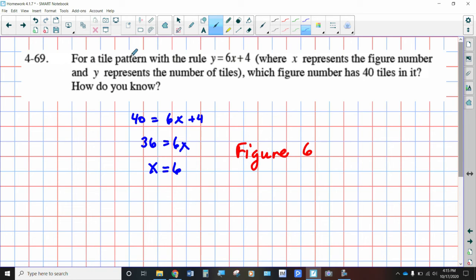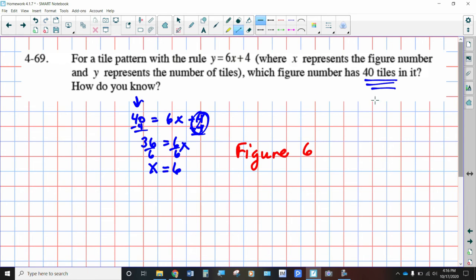All right, so for a tile pattern with the rule y equals 6x plus 4, where x represents the figure number and y is the number of tiles, which figure number has 40 tiles in it? All right, so y represents the number of tiles. We would want to put that in place of the y in our rule. So now we're going to subtract 4 from each side. Then we get 6x because they zero out. 6x equals 36. Then we divide this by 6 and we get x is equal to 6. So figure 6 would be the figure that has 40 tiles.